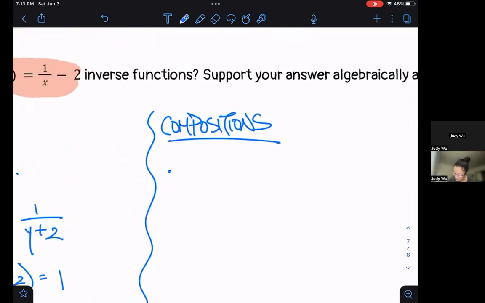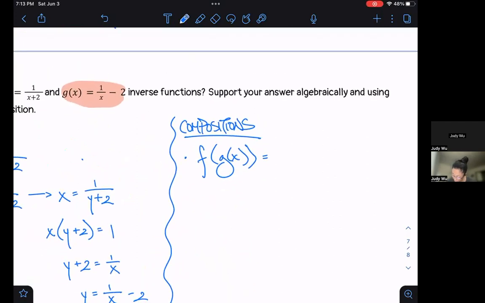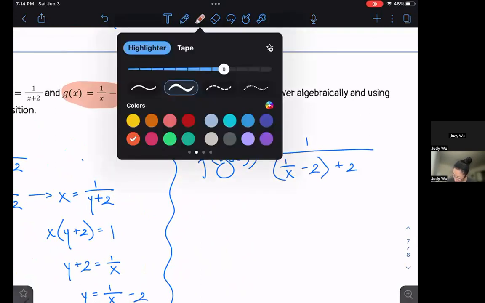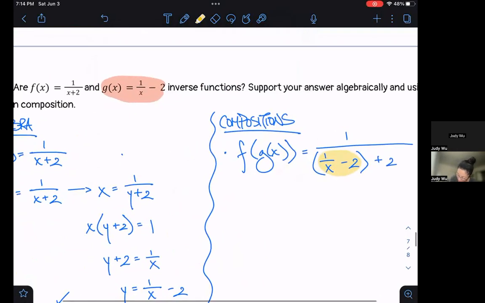So if I take the g function, g of x, and I put that into the f function, then what do I get? I get 1 over x minus 2 plus 2. So all of this right here, this 1 over x minus 2 is replacing that x, right?